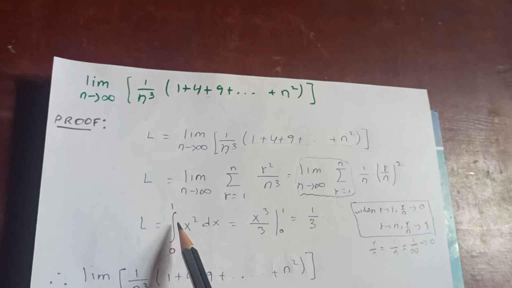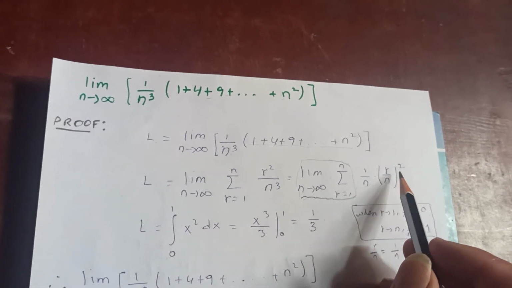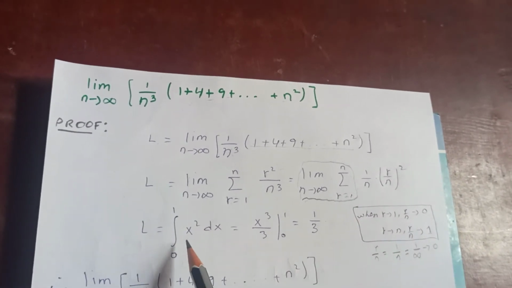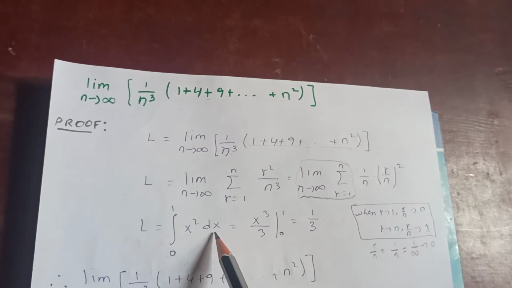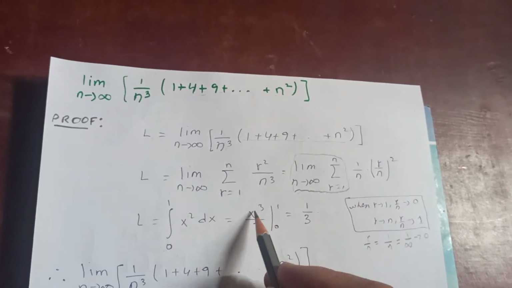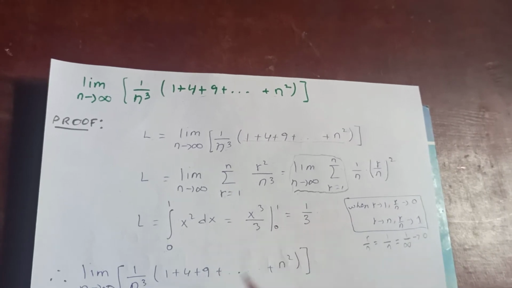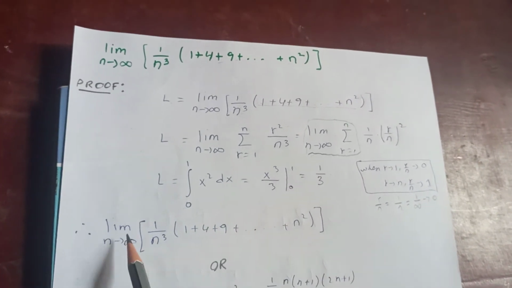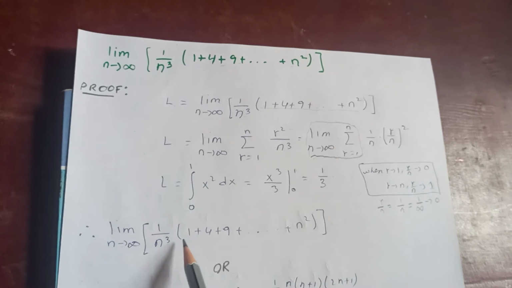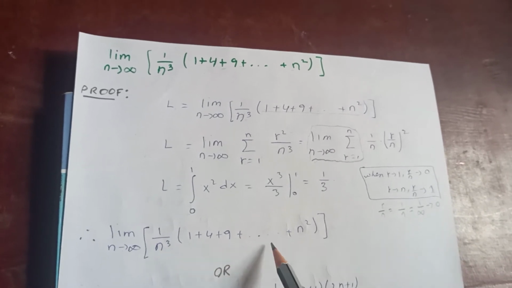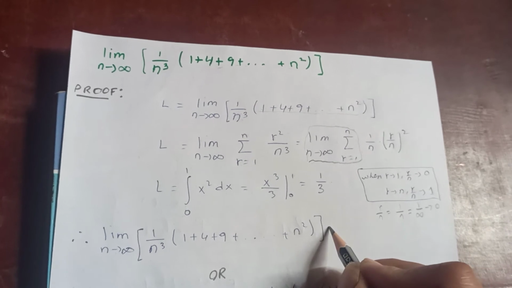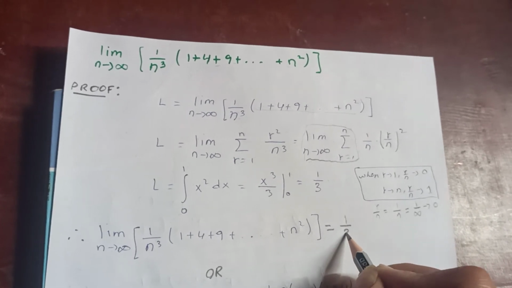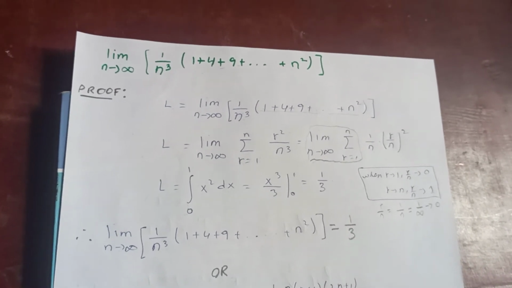So that's why the integral is from 0 to 1, and we replace r by n with x. So x squared, and 1 by n becomes dx. This is easy, right? The integral of x squared is x cubed by 3, from 0 to 1, which is 1 by 3. Therefore the limit as n tends to infinity of 1 over n cubed times (1 plus 4 plus 9 plus and so on up to n squared) is nothing but 1 by 3. This is the first proof.